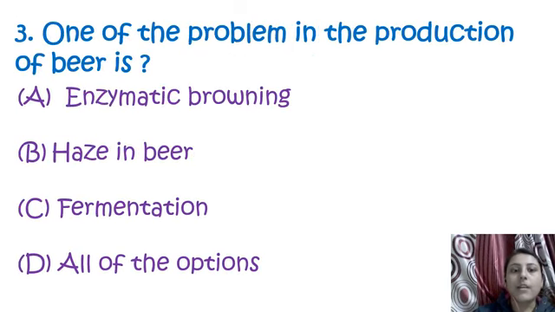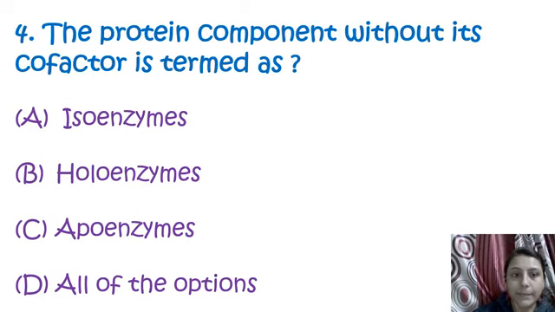Third question is, one of the problems in the production of beer is haze in beer. Haze in beer is like dhund. When it is unclear to vision, it is known as haze. The fourth question is, the protein component without its cofactor is termed as apoenzyme. And the protein component with its cofactor is termed as holoenzyme.